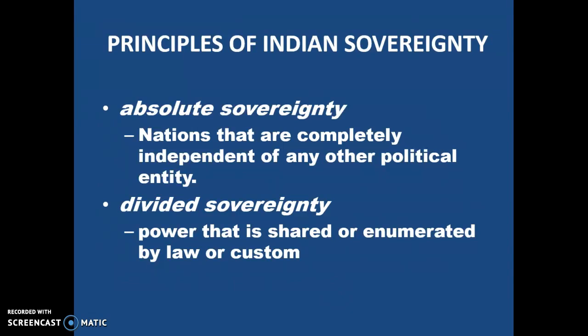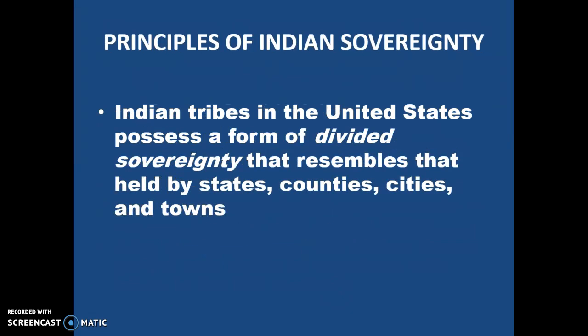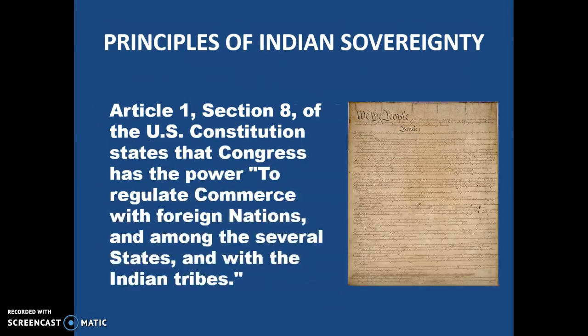In our government system, we have what's called divided sovereignty. The federal government has certain rights of rule, and the state governments and the local governments also have certain rule. This political power is then divided up between various different agencies. This is the same situation that relates to American Indians living within the borders of the United States. They have sovereignty that's enumerated by law or custom. So this kind of divided sovereignty that I mentioned resembles what we'd expect for states and counties.